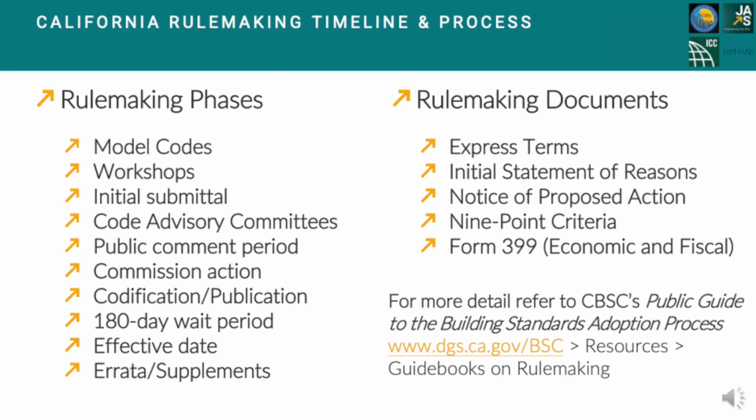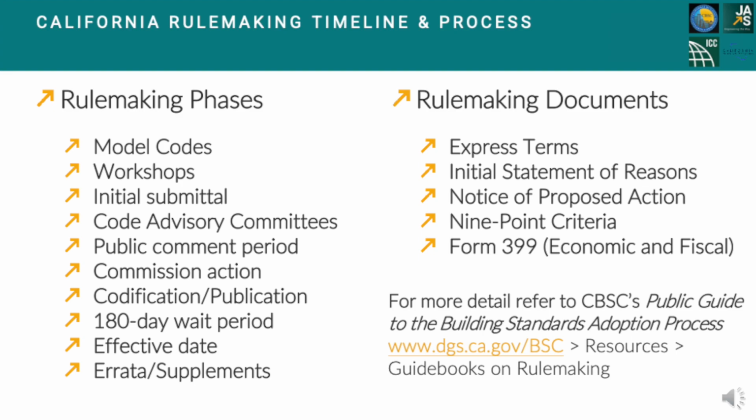The Notice of Proposed Action is filed with the Office of Administrative Law, and it announces the public comment period, and it also summarizes the impact to the regulated community. The 9-point criteria substantiates that the provisions of Health and Safety Code 18930 were met. And the Form 399 is a Department of Finance required document. It contains the economic and fiscal impact information that imposes the rulemaking.